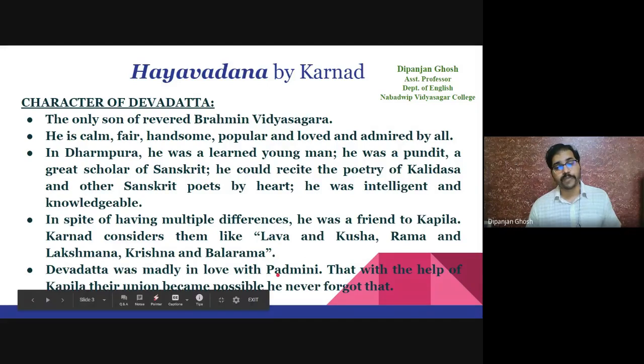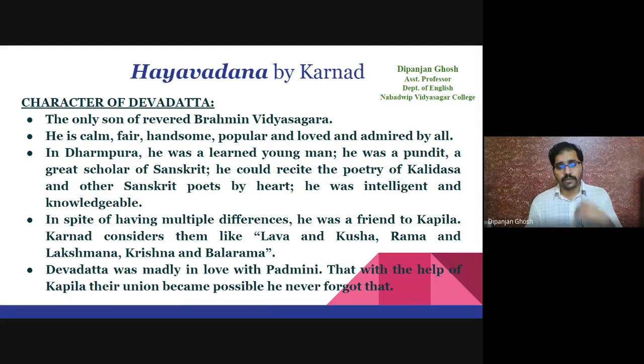Yes, it is true. But whenever he deals with mythological perspectives, we find that Karnad's treatment is more contemporary than mythical, as I've discussed in my previous lecture, while I was discussing existentialism. So that's why the relationship is just like two brothers: Lava and Kusha, Rama and Lakshmana, Krishna and Balarama.